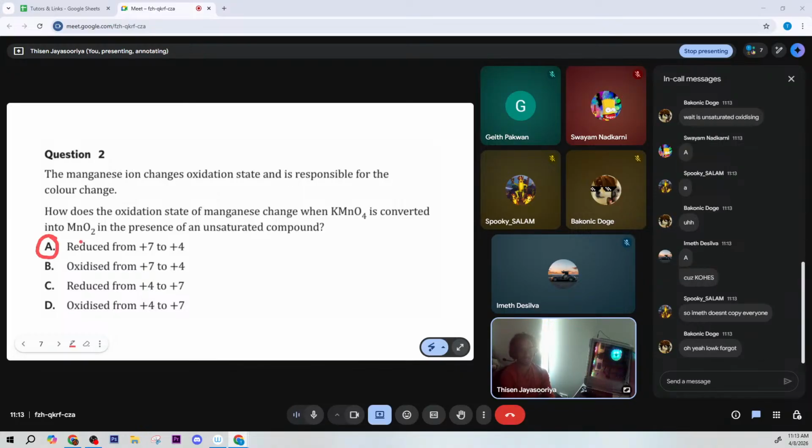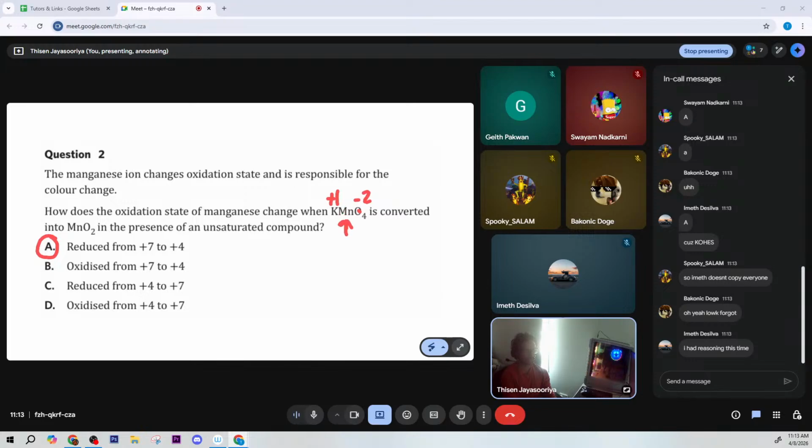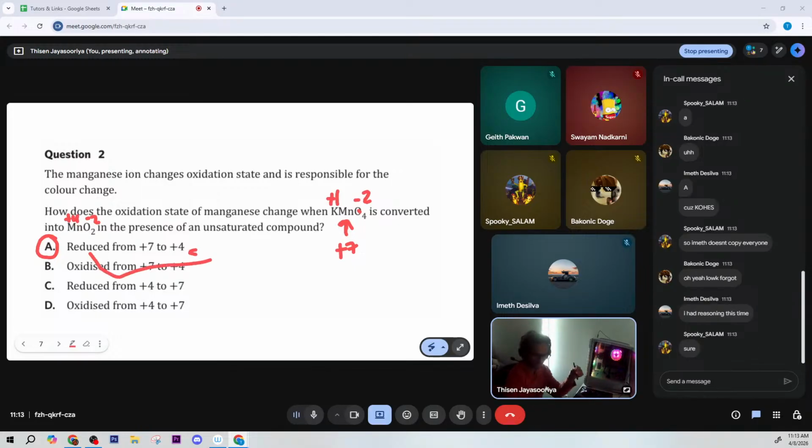So here the answer is A, yeah? The oxidation state of oxygen is -2, the oxidation state of potassium is +1, so the oxidation state of the manganese must be +7 to balance them out. And this one goes from -2, so this one has to be +4 to balance out, so it's reduced, right? Also, you could take out answer options B and D, because remember, permanganate is an oxidizing agent, which means it's reduced.